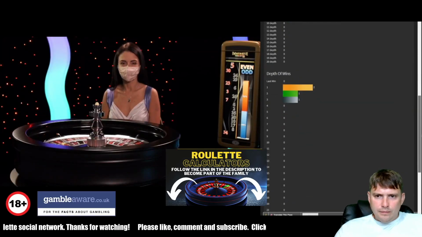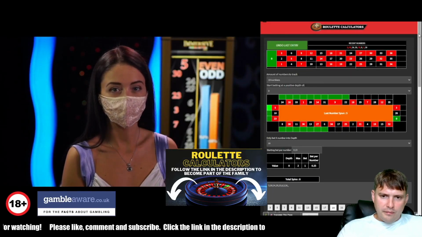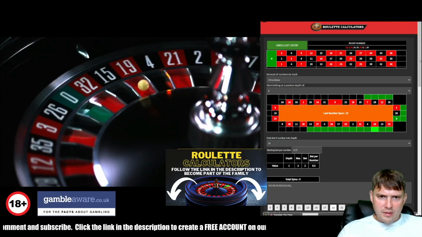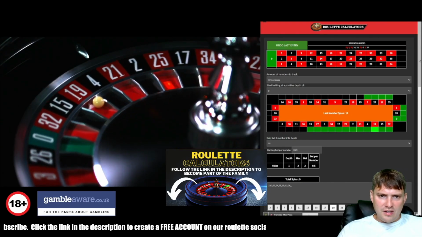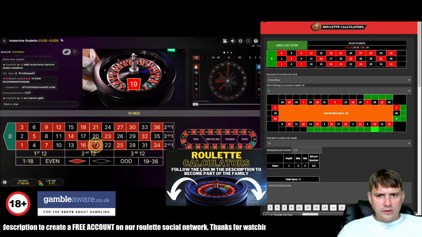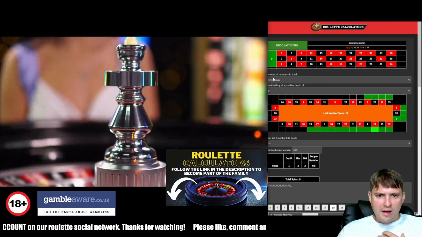So yeah, depth of 0, 1, 2, 0. Not a lot to work with there. Let me just skip forward a little bit and see what the next result is. 19. So that's gone back to the highlighted again. So that came out at a depth of, well, sorry, that went to a depth of 1 there.